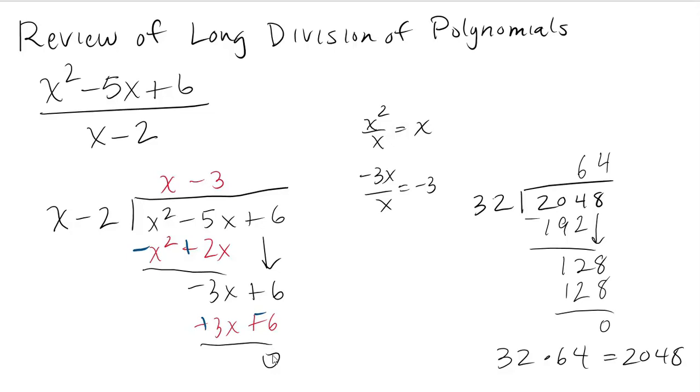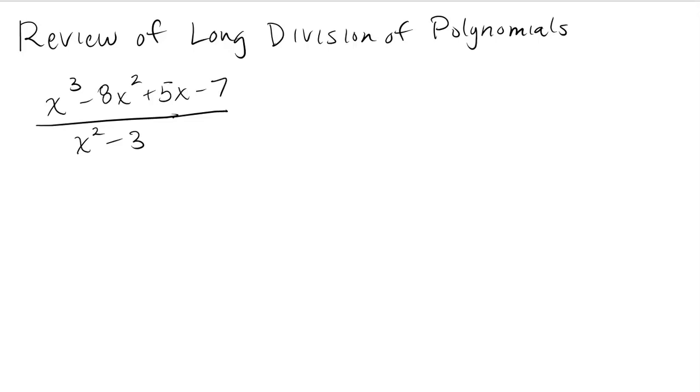Because the remainder is 0, we say that x minus 2 divides evenly into the polynomial, and our quotient is x minus 3, which is exactly what we got by cheating when we factored first. Let's do a couple more just to make sure we cover all the bases here.